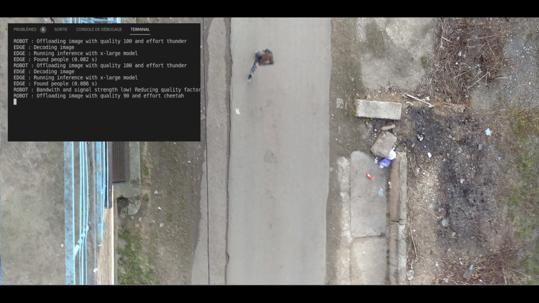With the next two images, the bandwidth and the signal strength are low. The robot chooses to offload the images with a quality factor of 90 and an effort of cheetah.